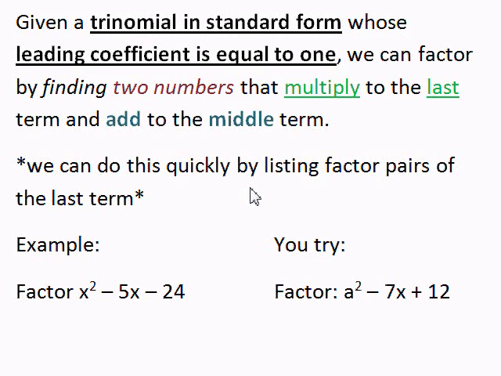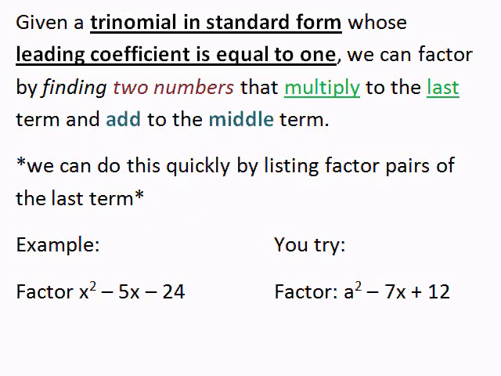So the first type of polynomial we're going to look at factoring quickly is a trinomial in standard form whose leading coefficient is equal to 1. If this is the situation, we can factor this polynomial by finding two numbers that multiply to the last term and add to the middle term. We can do this fairly quickly at first by listing factor pairs of the last term. The faster you get at this, the less you'll actually have to write down.